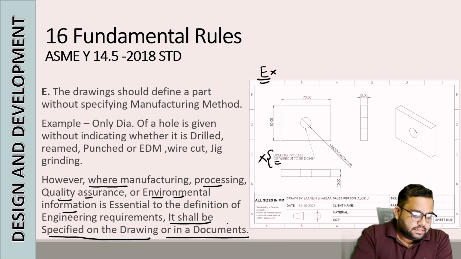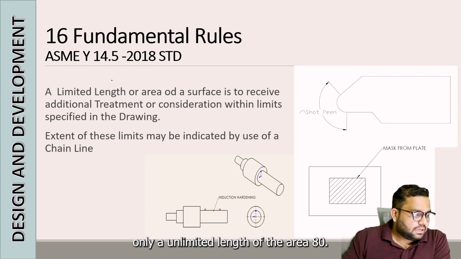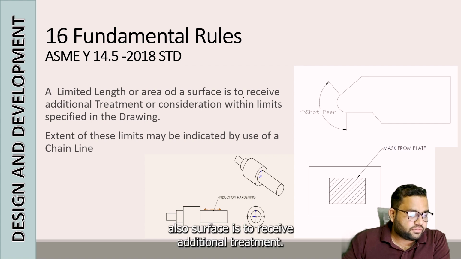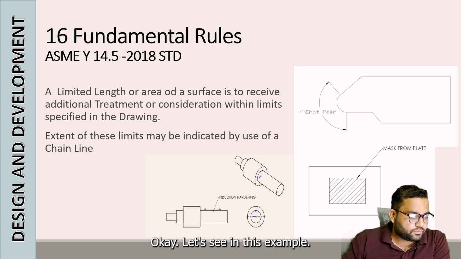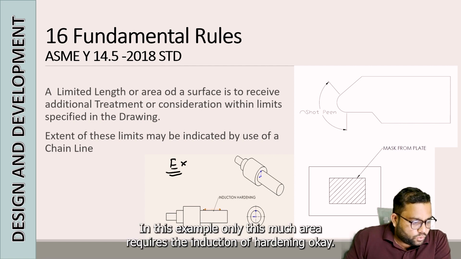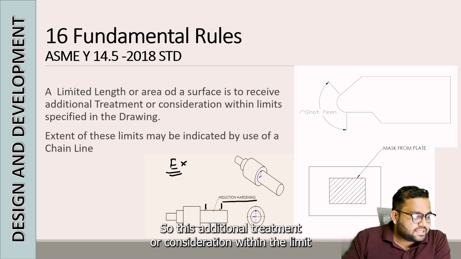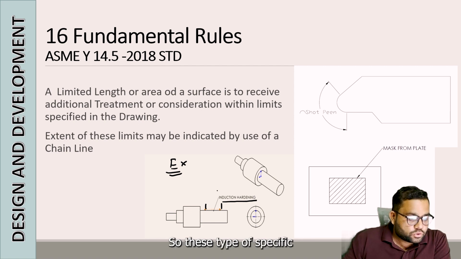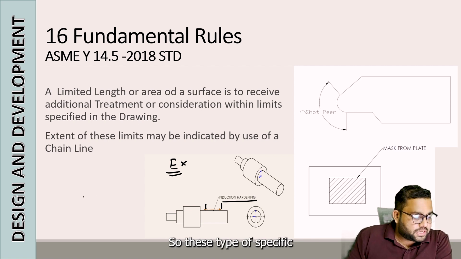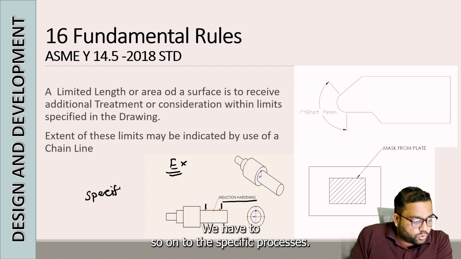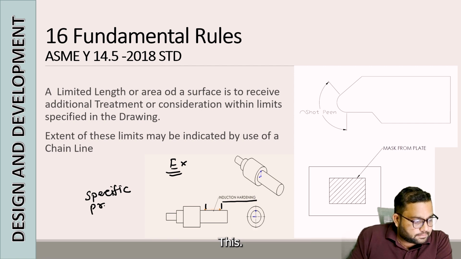In this case only, a limited length or area of a surface is to receive additional treatment. Let's say in this example, only this much area requires induction hardening. So this additional treatment or consideration within the limit is specified on the drawing. These types of specific processes we have to show on the drawing.